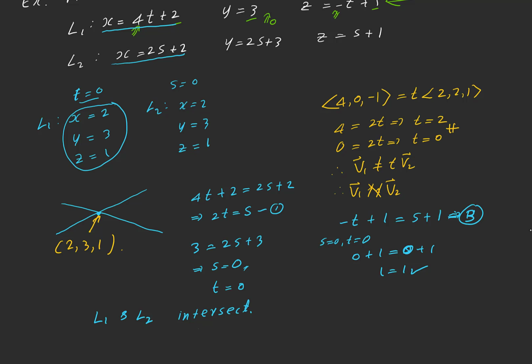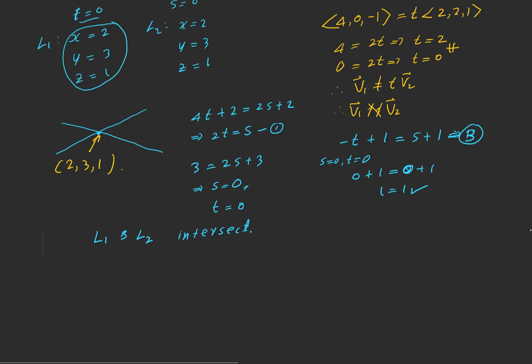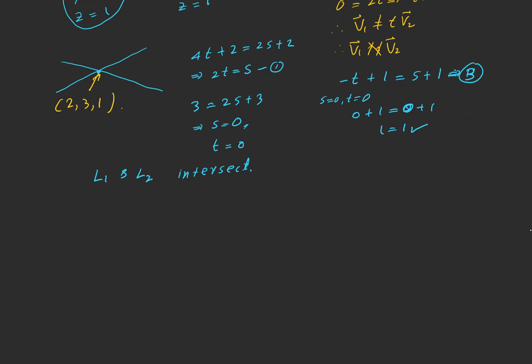Right. Now the next question is, how do we find the angle? It means, what is the angle between lines? Again, these are the two lines L1 and L2. Then how do we find the angle between these two lines? So let me explain this.